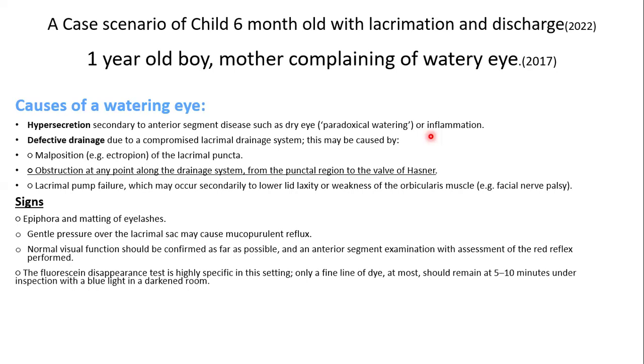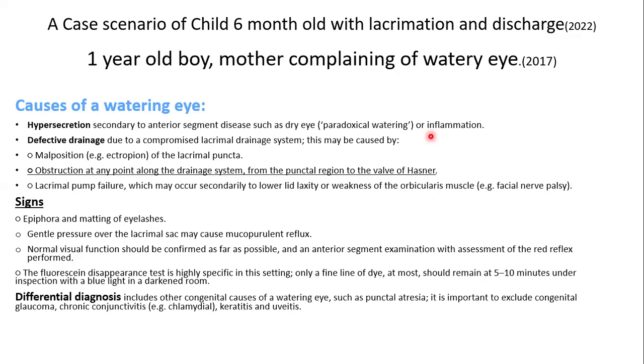One of the most important tests is the fluorescein disappearance test. Very easy, very simple, and highly specific. So you instill the fluorescein in the eye, and you wait 5 to 10 minutes. And then if you find after 10 minutes that the patient still has dye retained in the conjunctival sac, that means the patient is having a problem in the drainage, defective drainage.